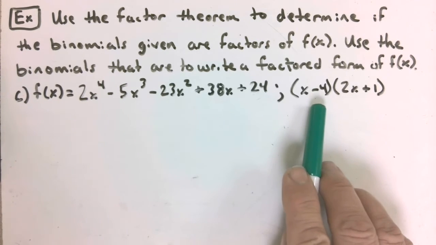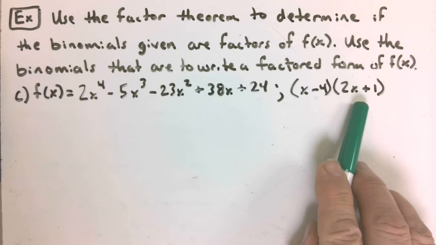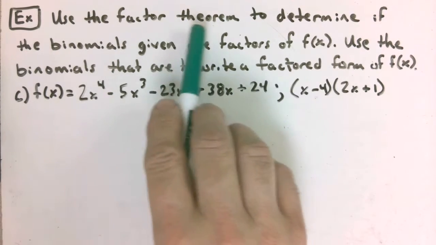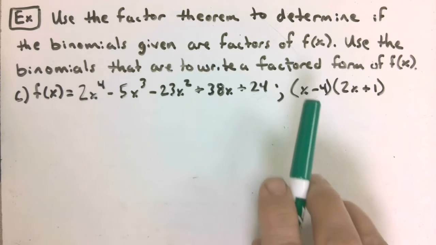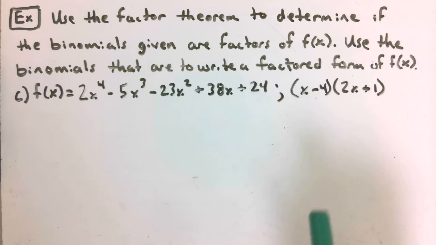We're given a polynomial with a couple of possible binomial factors. We want to see if these are factors or not. The factor theorem says if you get a remainder of 0 when you divide, then something is a factor.